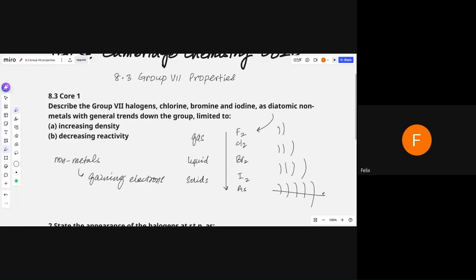You can see that the atom is getting bigger and bigger as we move down the group. So the protons in the nucleus are unable to attract, to pull electrons towards themselves. Their ability to gain electrons decreases, and that is the reason that their reactivity decreases, right? Remember, this is due to the shielding effect and bigger atomic radius. So I hope this is clear.